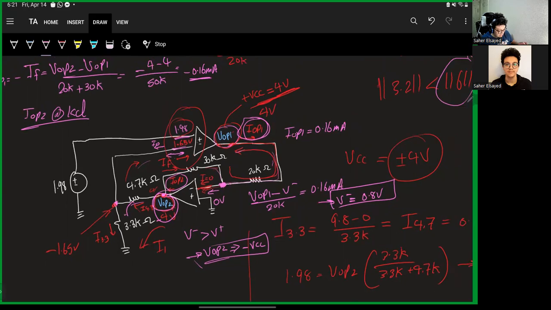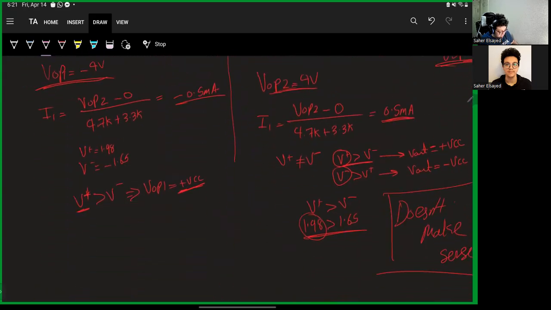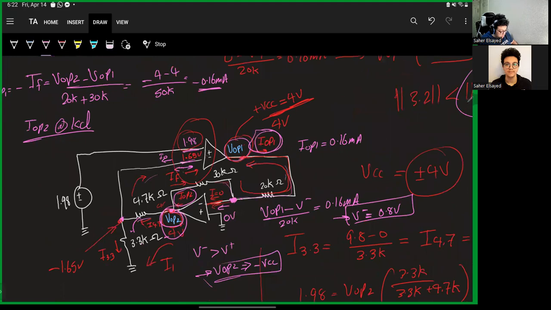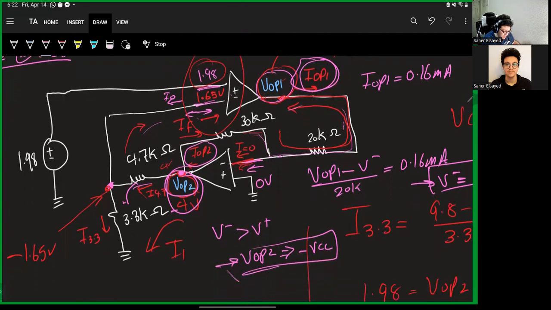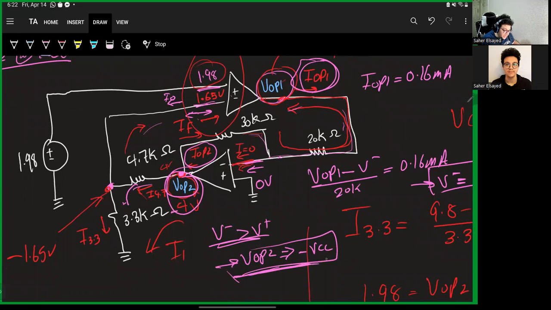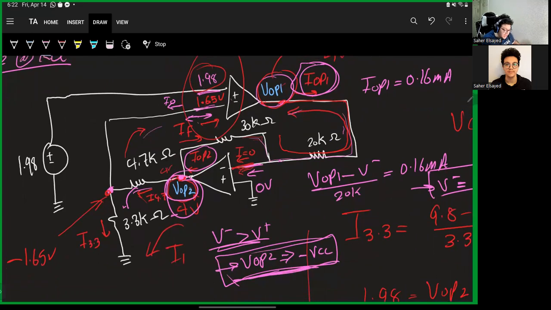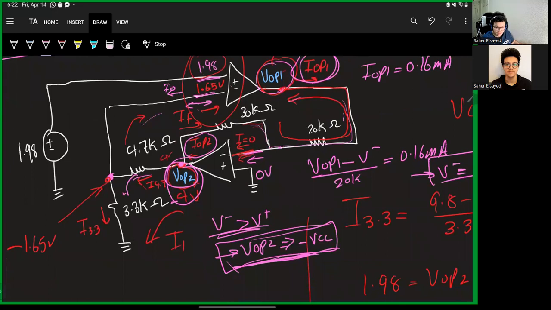So as you can see here, there's a lot of calculation, there are a lot of things happening, a lot of guessing. You guess VOB2, you go with it, you see if it makes sense. If it doesn't, you switch it to -4, and when you do a full circle back, remember that now you will check the V plus and the V minus for this one here. If the V minus here was more than the V plus, VOB had to be negative VCC. So our second guess, which is the -4, is correct.